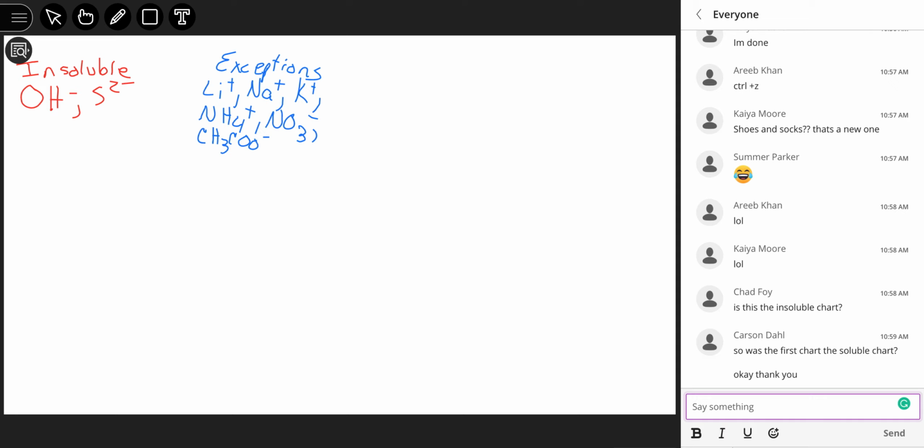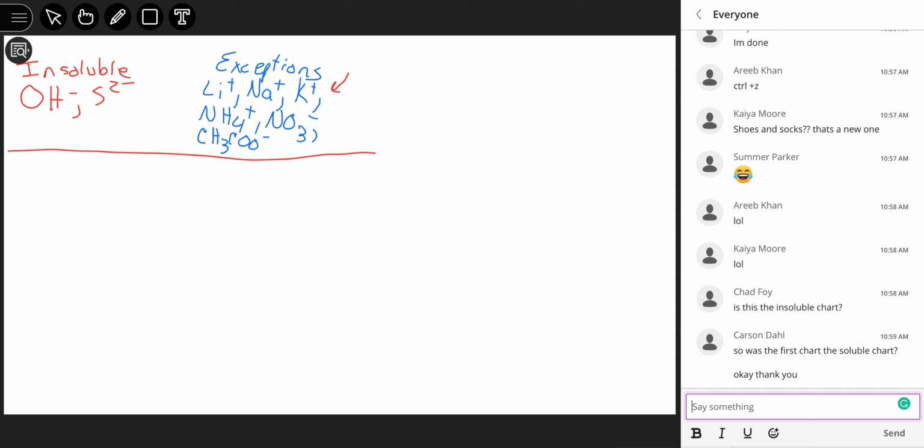All right. So all the exceptions in this case are soluble because everything on the left is usually insoluble. So if you see a hydroxide or a sulfide, usually it's going to be solid unless it's mixed with one of these things. And if you notice, everything in this list is one of the things that was listed in the soluble list as having no exceptions. So it makes sense that the insoluble things are always insoluble unless they're mixed with something that has no exceptions.